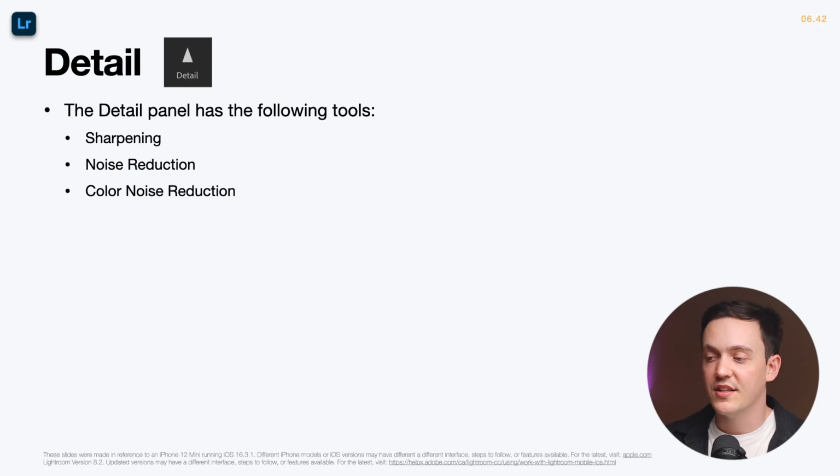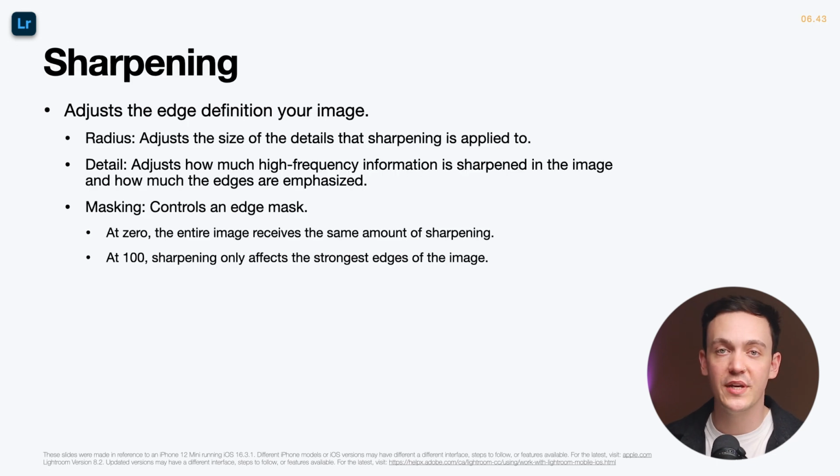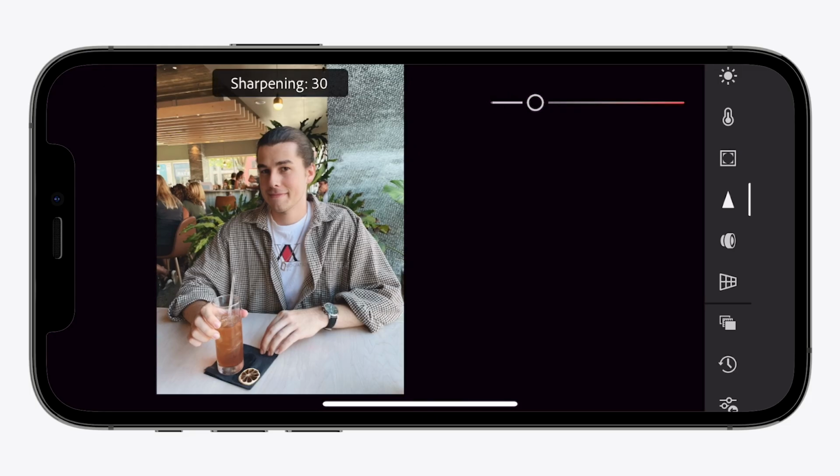The next menu within Lightroom is called Detail. This section includes all of our detail adjustments like sharpening and noise reduction. First, we have the sharpening tool, which increases the edge definition of your image. Dragging this slider to the right will increase the amount of sharpening applied.